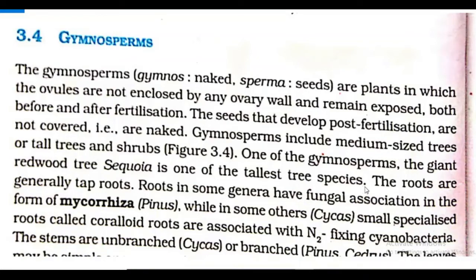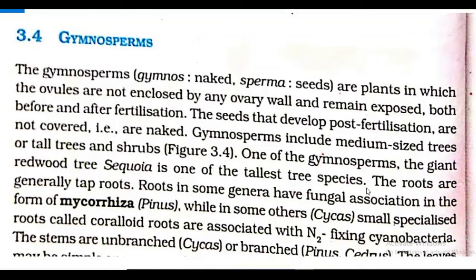And then you have to understand, if the tallest is there, the smallest will also be there. Have you any idea regarding this? Which is the smallest gymnosperm? Please write down the name. That is Zamia pygmea. Z-A-M-I-A, P-Y-G-M-I-A. The smallest one is Zamia pygmea and the tallest one is which one? Sequoia. So please remember this point.